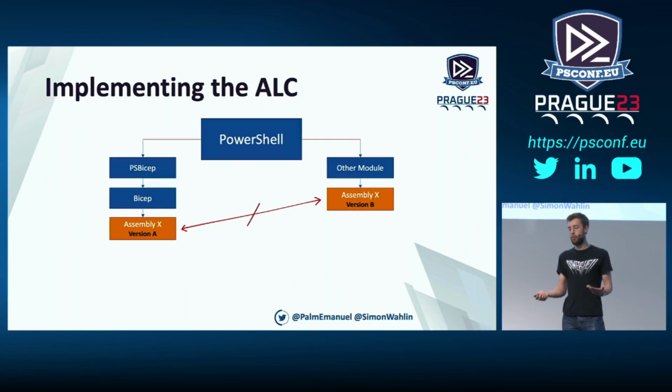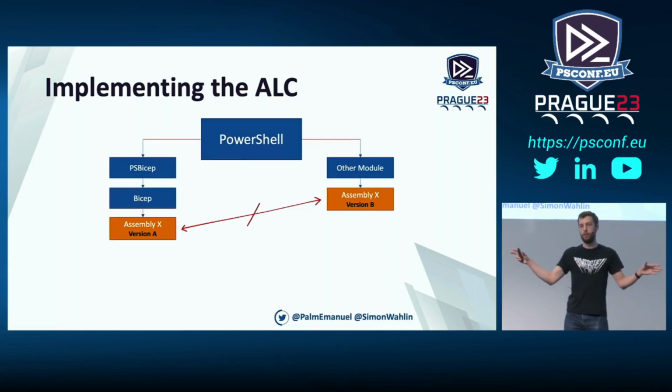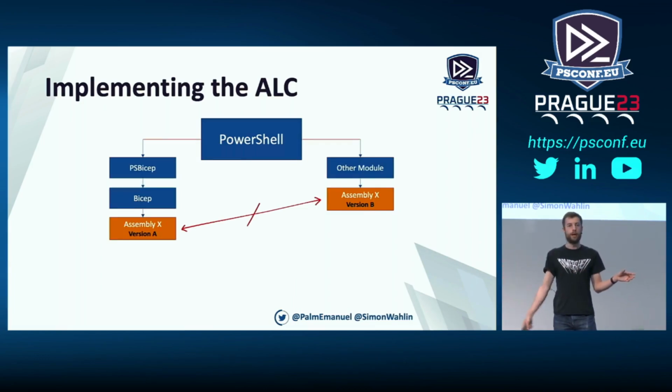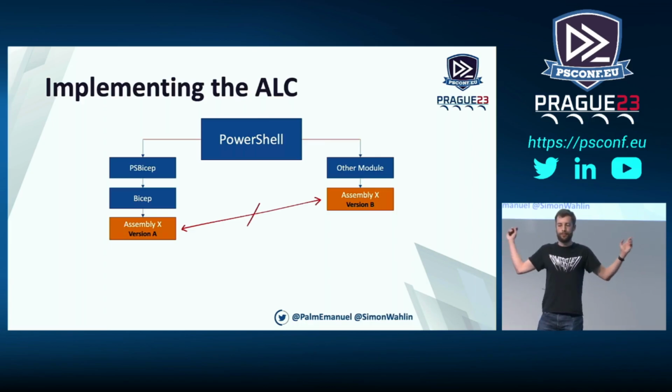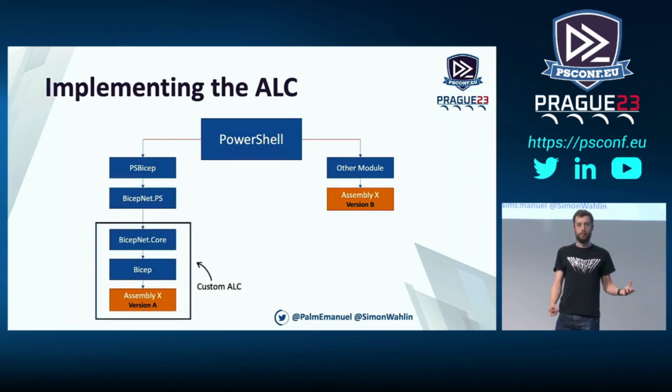And this is kind of how it worked. So we had PowerShell and we had PS Bicep on the side, loaded as one module, and another module on the other side where PS Bicep loaded Bicep and an assembly X. The other module also loaded assembly X, and there was a conflict. So we would put BicepNet in between PS Bicep as two parts.